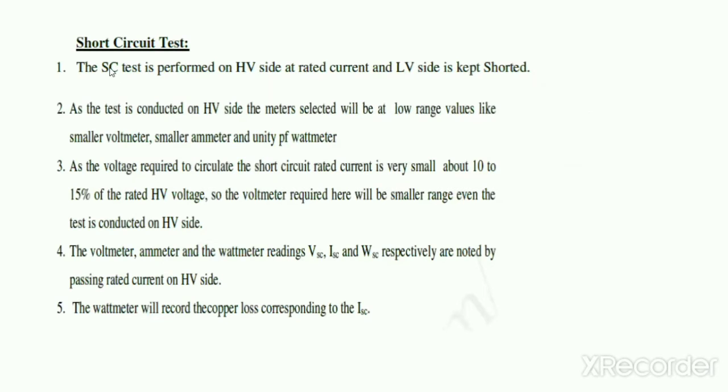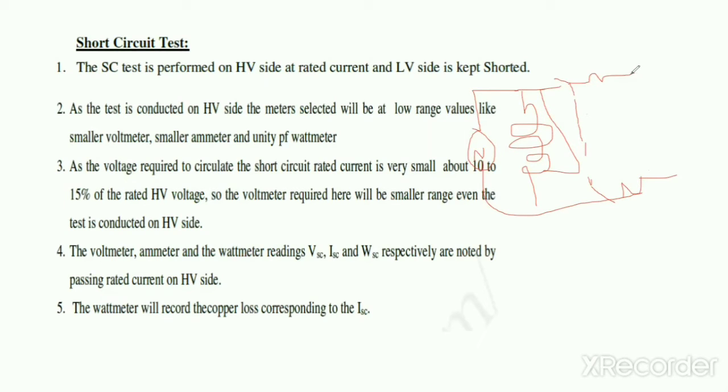Next, short circuit test. The short circuit test is preferred on HV side. This is the DPST switch and this is the fuse, and this is the auto transformer, and this is the supply voltage, and DPST switch and fuse.